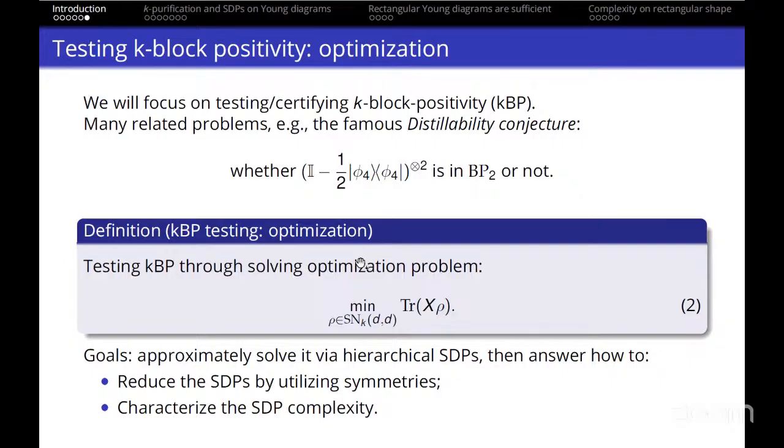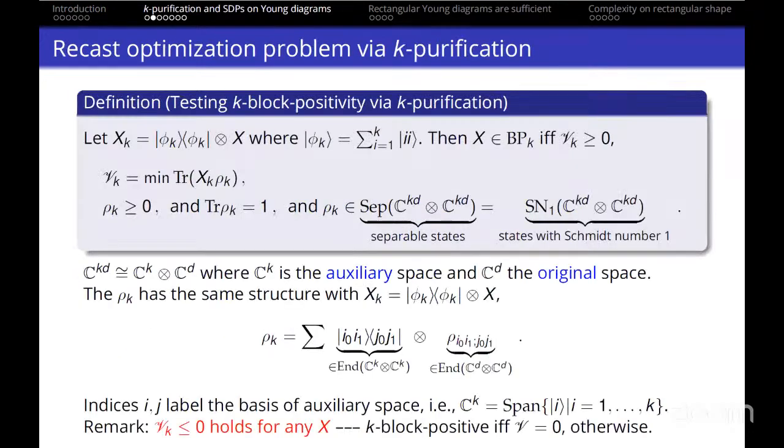And then we go back to the definition. When we ask whether the operator is K-block positive, we are asking for the solution of an optimization problem. So the goal of this talk is, can we reduce the SDP? I will approximately solve this by a hierarchy of SDPs, and then I will show you how to reduce the SDP by utilizing the symmetry and characterize the SDP complexity. And now, let's move to the main part of this talk.